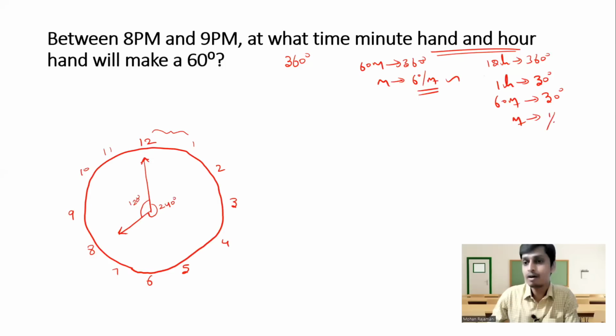30 by 60, half a degree. So in 1 minute, this minute needle will cover 6 degrees, and this hour needle will cover half a degree.